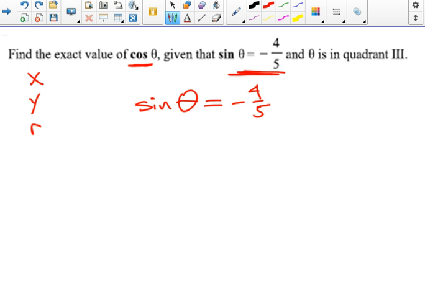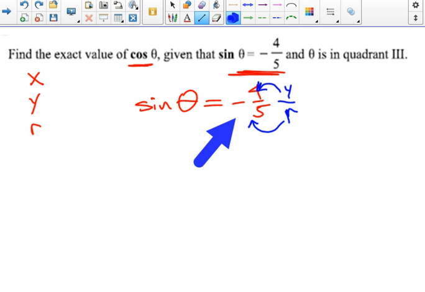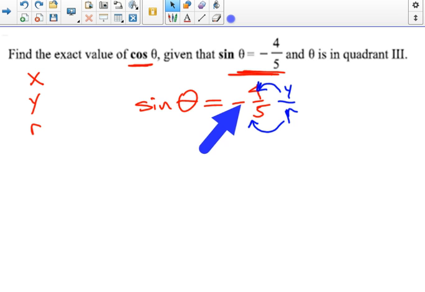Now, if we recall that sine is y over r, it suffices to say that we could call r 5 and the y 4. Which one's going to get the negative sign? This negative sign in a fraction can go on the top or the bottom, but not both, because that would make it positive. Well, what do we know about r? I'll give you a second. Yeah, it's got to always be positive. So this negative has to go on the 4.